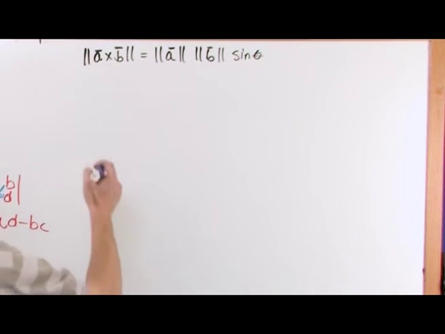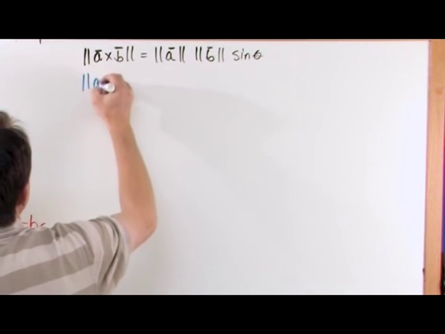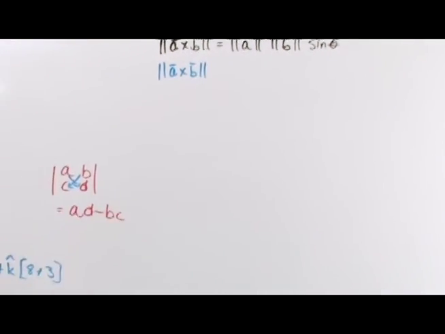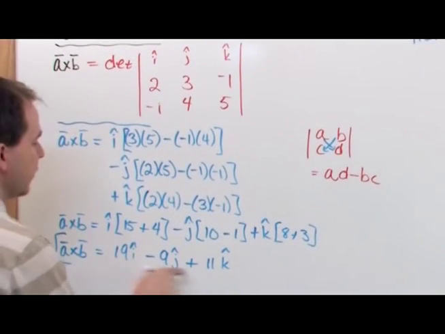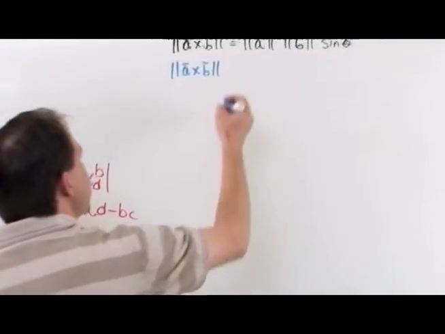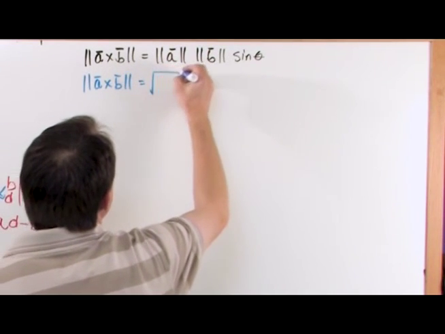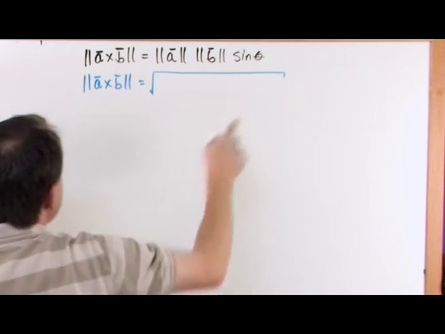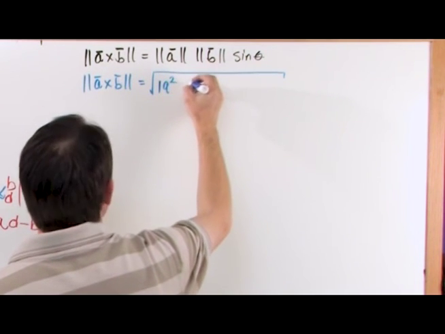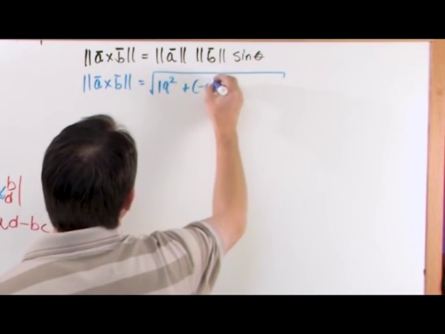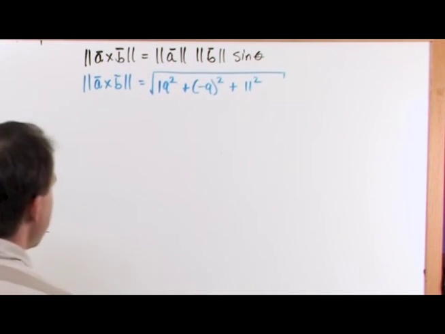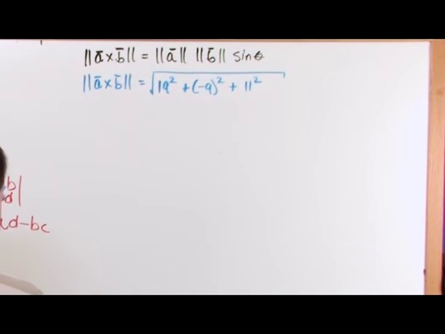What is the magnitude of A crossed B? Well, we just found what the cross product was. The cross product was this vector here, 19i minus 9j plus 11k. So how do we calculate the magnitude of that? The magnitude, remember, is just the square root of every component squared. So it's 19 squared plus negative 9 squared plus 11 squared. We do that math and take the square root, and that's going to give us the answer.